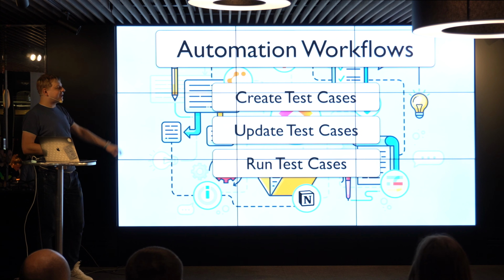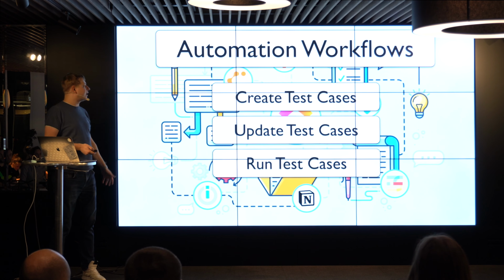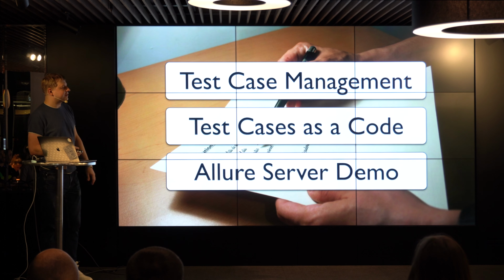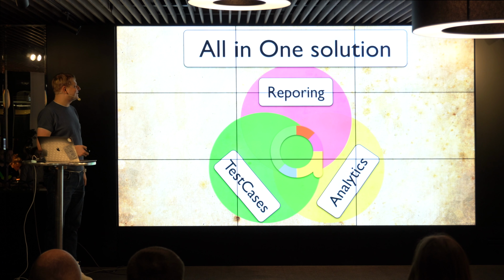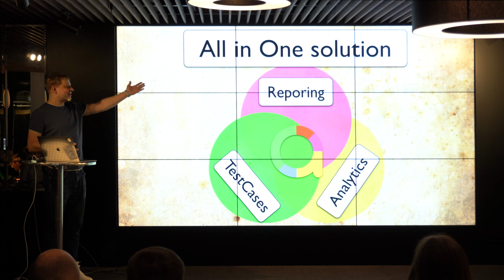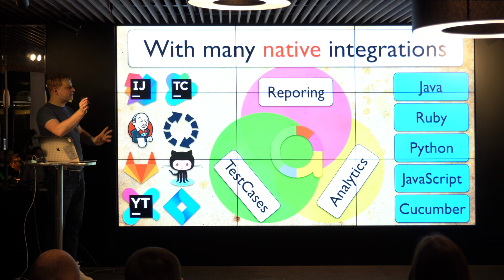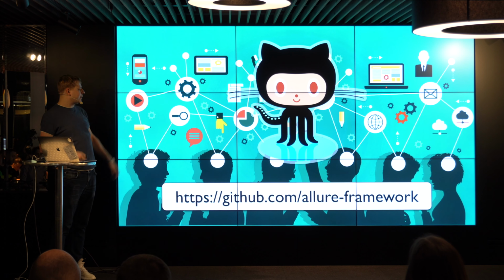So this is how Allure Server helps you solve automation problems in usual test case management systems. We built it for manual testers and automated testers to work together. It contains information about reporting, test cases, analytics, with many native integrations: Jira, Bamboo, GitHub, GitLab, Java, Ruby, Python, and other stuff. If you like it, you can join our community.